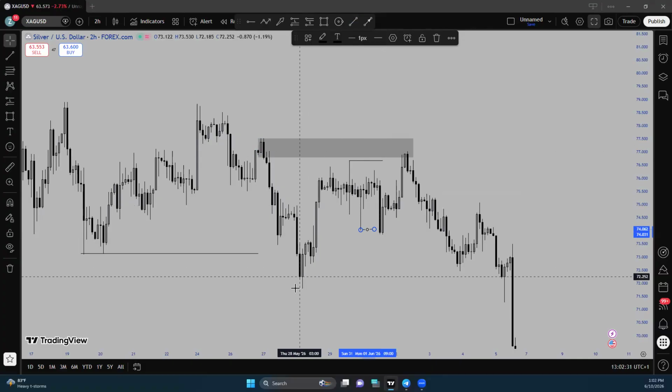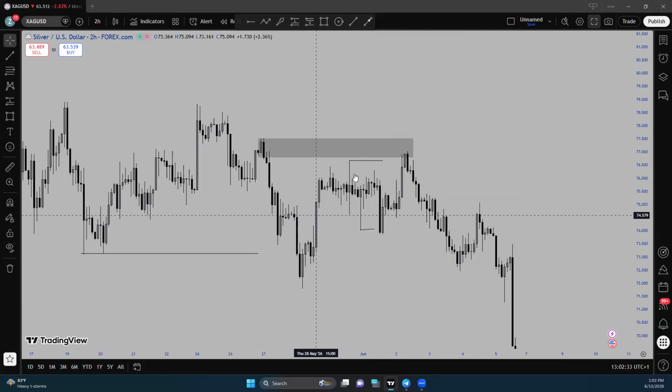We say a strong high is the one that causes a break of structure. You see this high break the structure to the downside, so we know that this is a strong high. This is a liquidity, and the market comes back and takes out the liquidity.